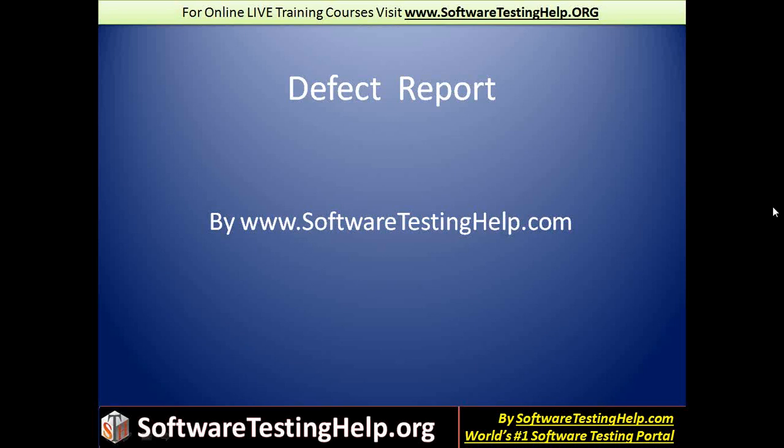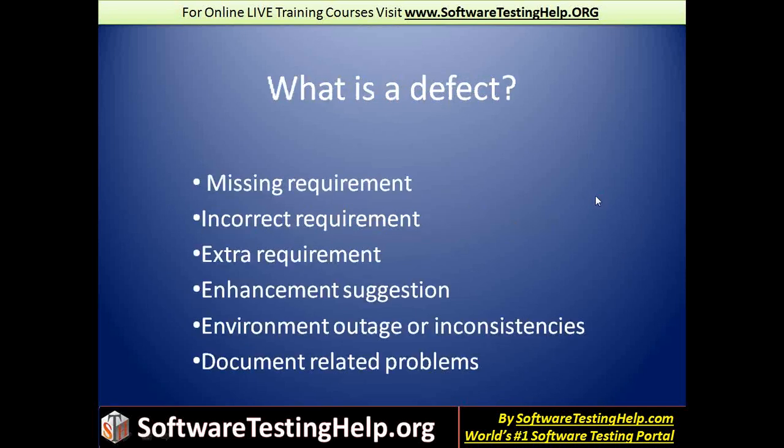Now before we get there, let's talk about what exactly is a defect. Since we are talking about the defect report in the context of software systems and software projects, any application where there is a requirement that was supposed to be there and that's missing, we can consider that as a defect. When there is an incorrect requirement, that also becomes a defect. When there is something on the site that is not supposed to be there, that wasn't meant to be there, but it exists, that also becomes a defect.